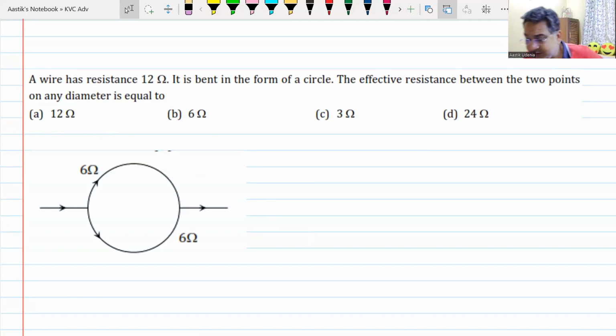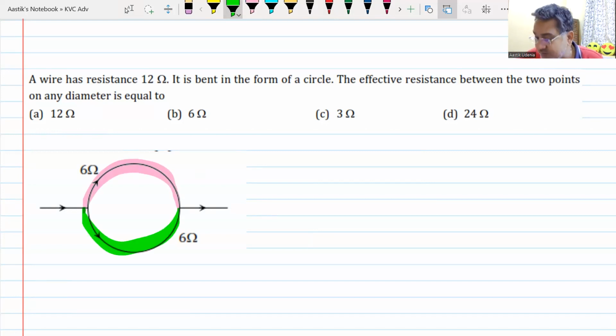Well, this is the resistor. The complete circle is having resistance of 12 ohms. So the upper half will have resistance of 6 ohm because it is half of the length, and the lower half will have resistance of 6 ohm. Do you understand this? Yes, sir. Then this 6 and the other 6 will be in parallel. The effective answer would be 3 ohms. Do we understand this? Yes, sir.